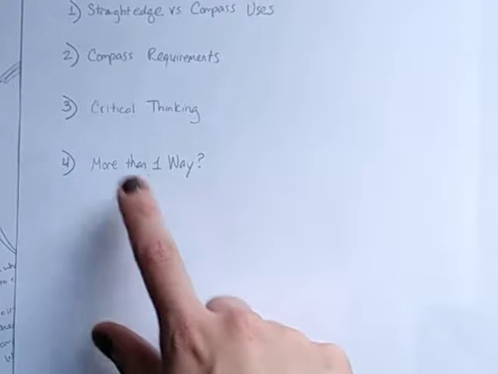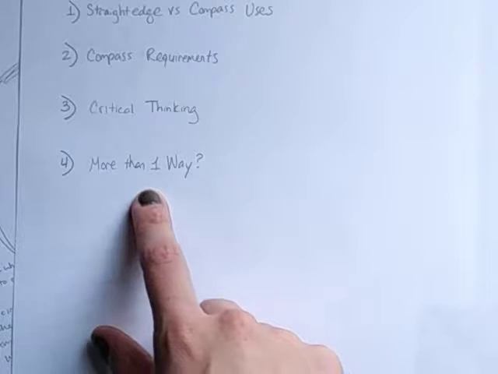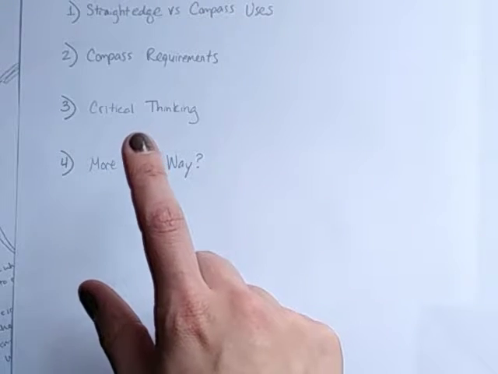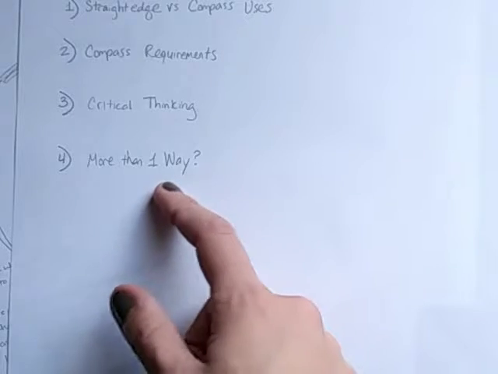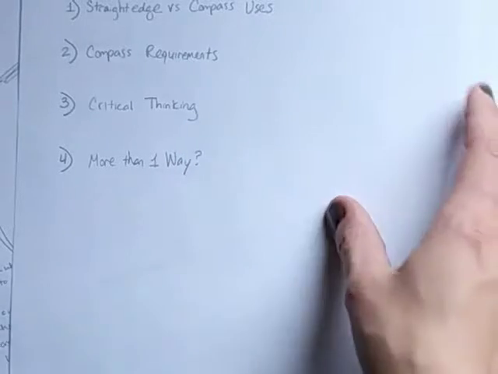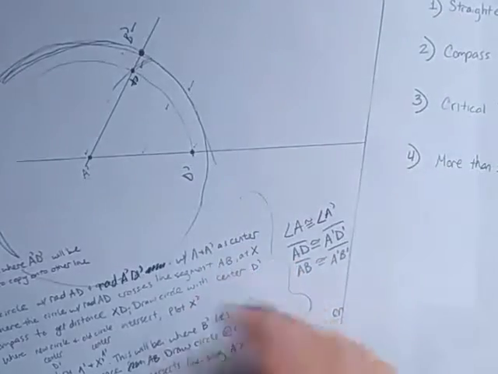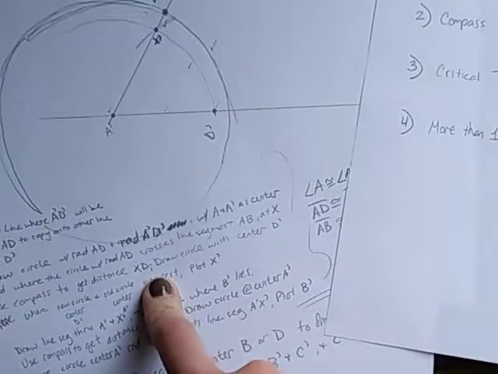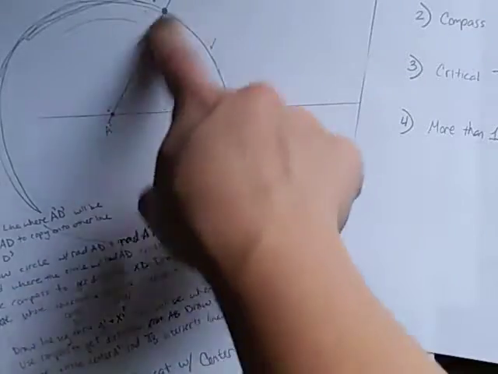Then my last takeaway is, is there more than one way to do all of these constructions? I would think there has to be, right? I mean, just from all of these steps, I'm like, there certainly has to be another way. And I realized that there is another way to do this quadrilateral.